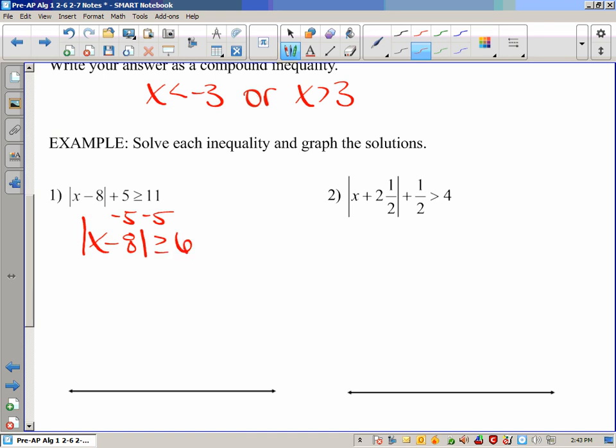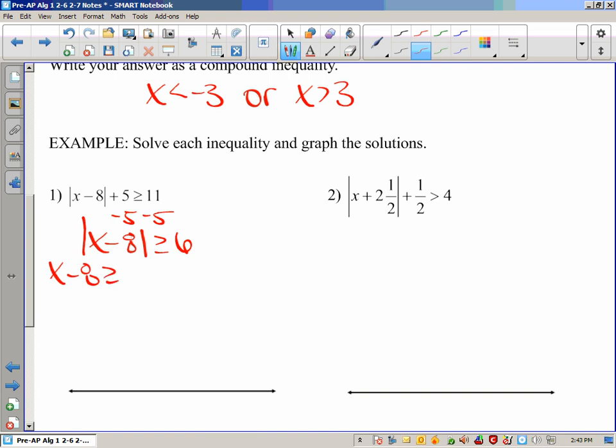6. Then I can either split this up and think about the two cases, remembering when I change 6 to negative, I flip the inequality symbol. Or I can think about what this means on the number line. What numbers could I take away 8 from and be 6 units from 0? I'm going to do it the process way.